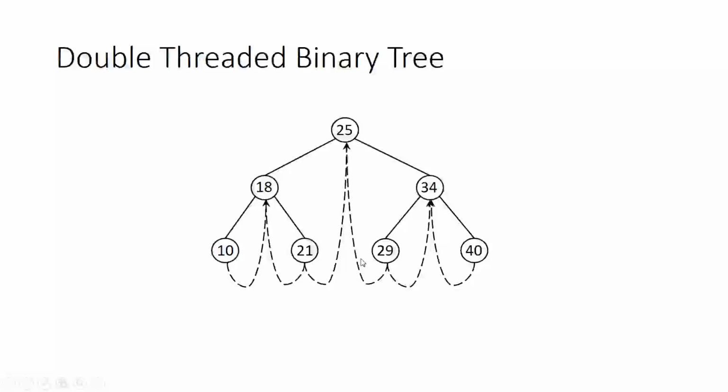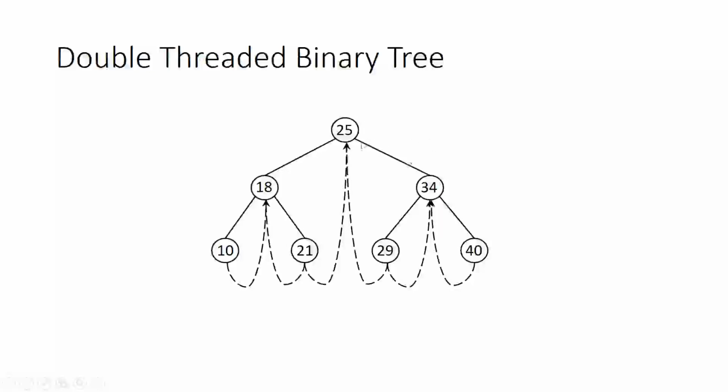If you observe this particular tree structure, the successor of 10 in the in-order traversal is 18. That is, after 10 we will get 18. So the right thread of 10 will be connected to 18. Then because 18 has a left child and a right child, it will not have any threads. Coming to 21, because 18 comes before 21, the left thread of 21 will be connected to 18, and 25 comes after 21. So the right thread of 21 will be connected to 25.